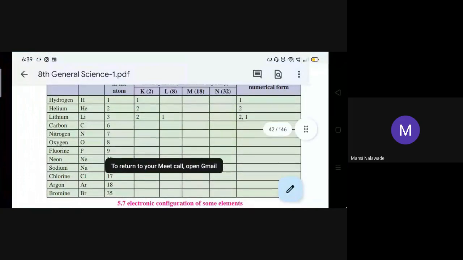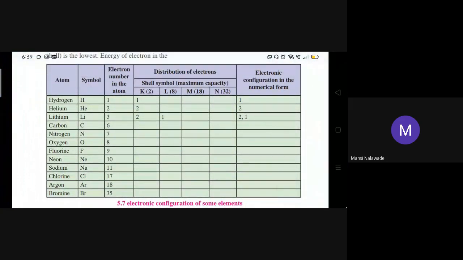Next, helium. Helium also has only two electrons, so it will go inside the K shell only. Lithium has 3 electrons, but the K shell has the capacity to hold only 2 electrons. So one electron is remaining, and it will jump inside the L shell.